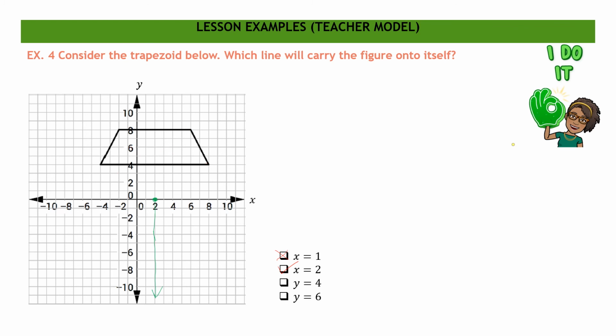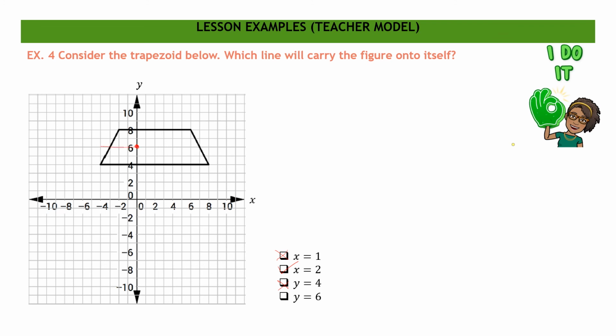All right, so let's check for y equals 4. So y equals 4 means that I am finding some point on my y-axis at 4, and there is a line going through that point. Well, as you can see, the y equals 4 line is not going to work because all it's going to do is recreate this same shape on the opposite side of the line. So we see that that is not a line of reflection that's going to map or carry this figure back onto itself. And lastly, y equals 6 is here.